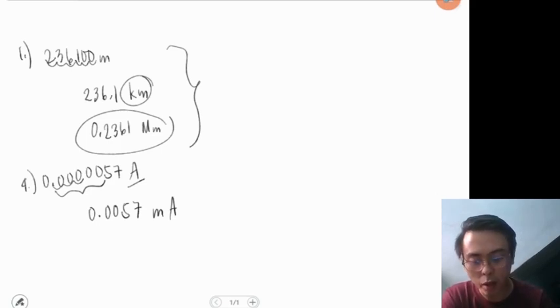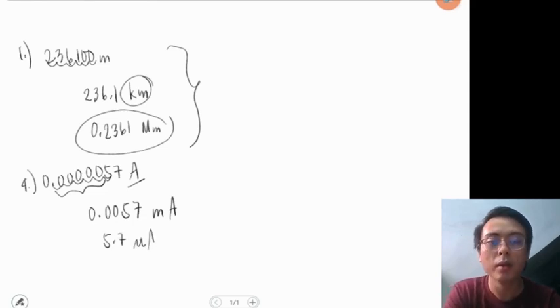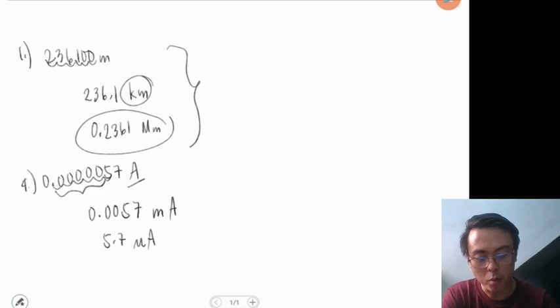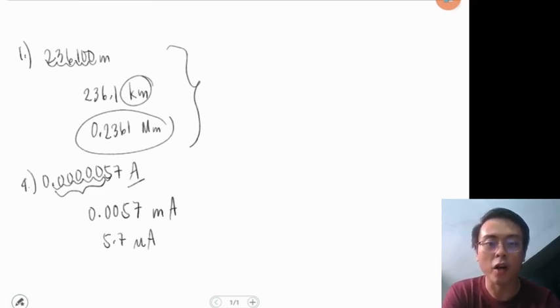If we move it by 1, 2, 3, 4, 5, 6 places, you get 5.7. Sorry, you get 5.7 microamperes. So in this case, the more appropriate way of representing this is 5.7 microamperes.